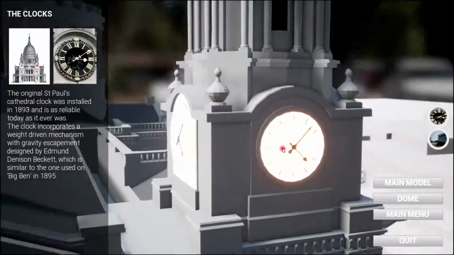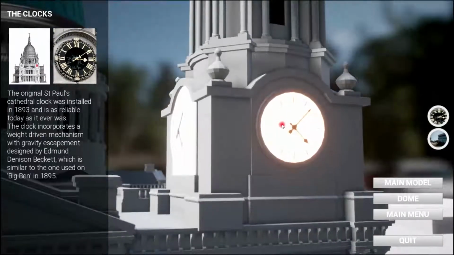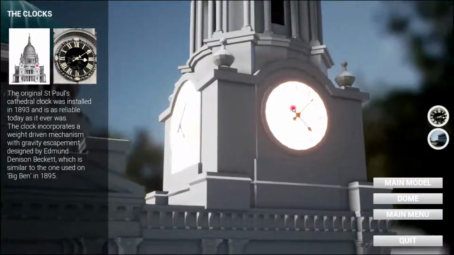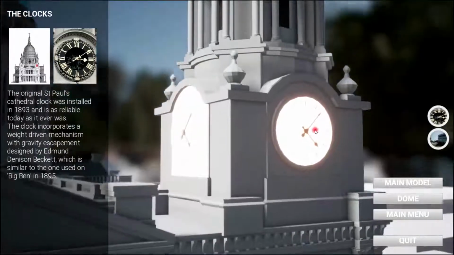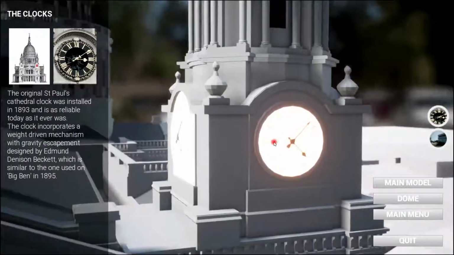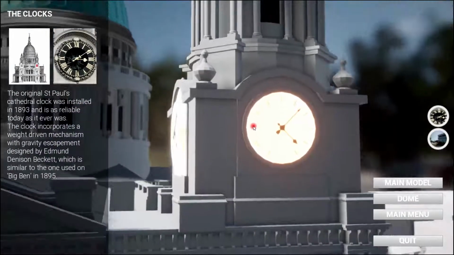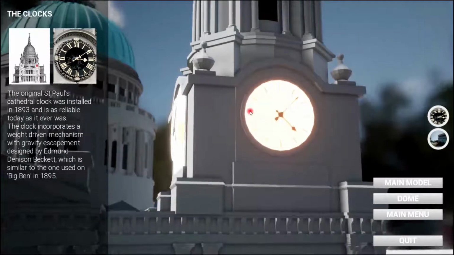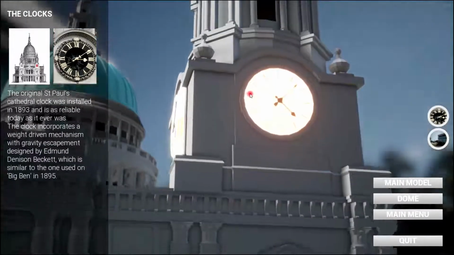The original St. Paul's Cathedral clock was installed in 1893 and is as reliable today as it ever was. The clock incorporates a weight-driven mechanism with gravity escapement designed by Edmund Denison Beckett, which is similar to the one used on Big Ben in 1895.